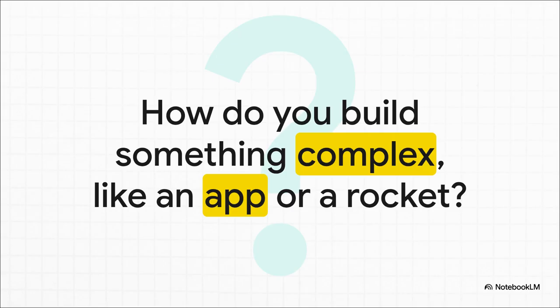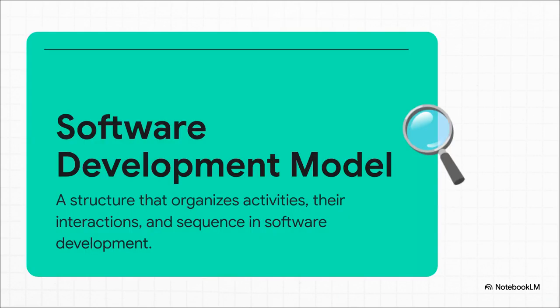I mean, it's a huge question, right? When you're trying to build something really complex, like a new social media app or a rocket, you can't just start throwing pieces together and hope for the best. You need a framework, a shared game plan that everyone on the team can get behind. And that's exactly what a software development model is. Think of it as the project's master blueprint, or its recipe. It tells the entire team what to do, what order to do it in, and how all those different pieces are going to fit together in the end.